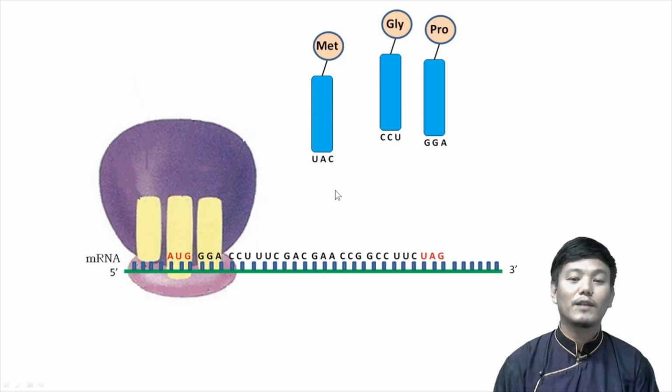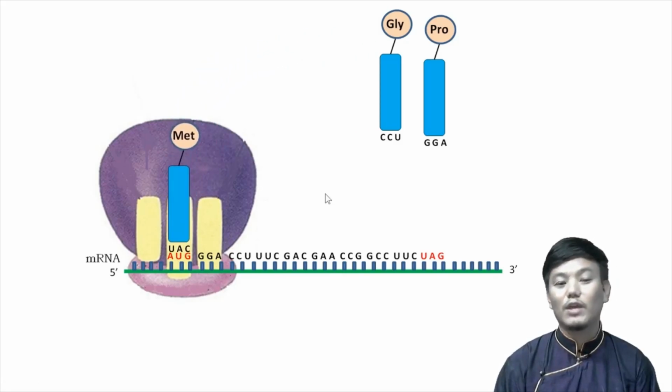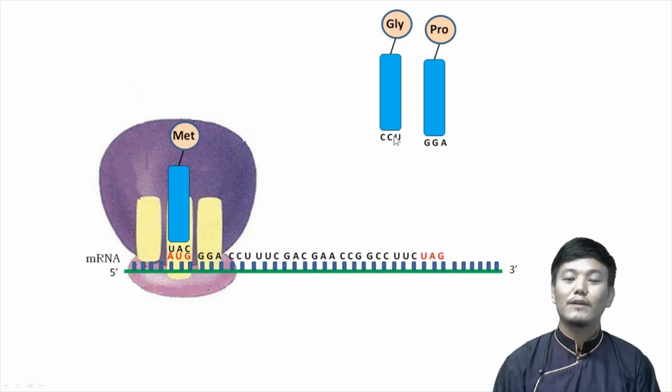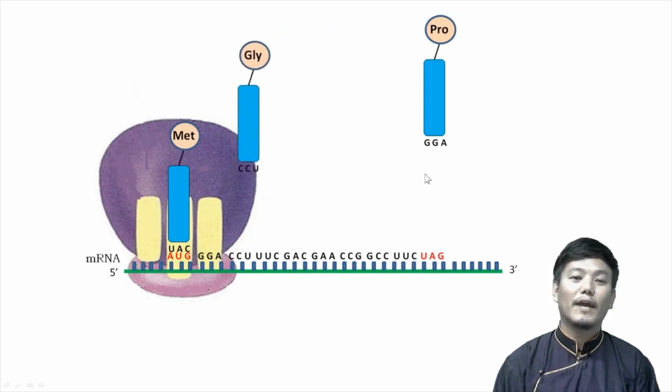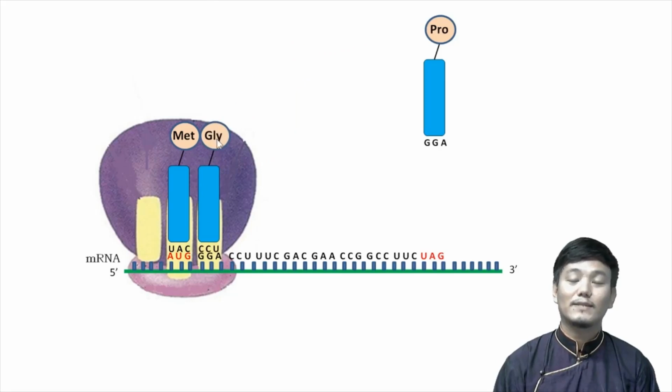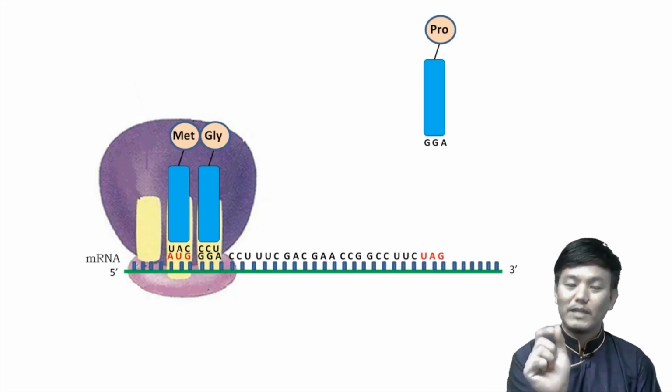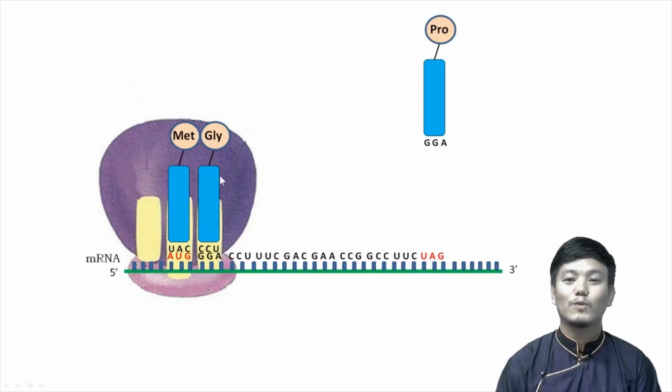This tRNA will come and bind to the AUG, and it brings along with it the activated methionine. And at the GGA, the tRNA which has anticodon CCU will come and bind, and it will bring the activated amino acid glycine. When these two come in close proximity to each other, what happens? The methionine and the glycine will form a peptide bond between them with the help of the ribosome.